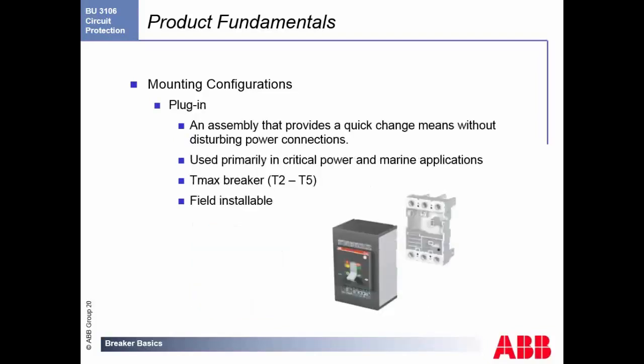The other types we have are plug-ins. This is an assembly that requires a quick change, so if you have any kind of fault or if you need to up the ratings or change the ratings, you can pop it out and pop in another device. They're generally used for the T-Max breakers. These are field installable, no racking mechanism needed. Again, it's just a simple pop in, pop out. These are going to be the devices that you're going to see close down the line on the branch circuits that are going to be protecting your equipment.